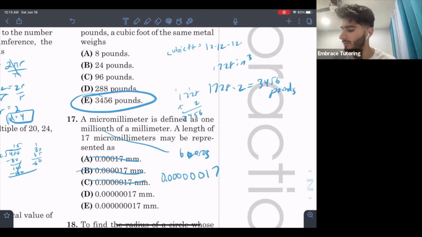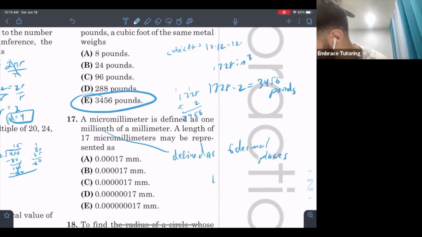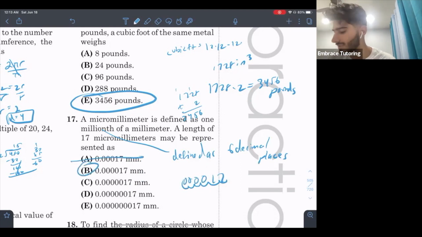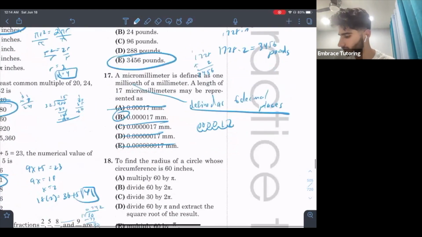No, wait, it's not. Sorry, so it's not defined by zeros. It's defined as 6 decimal places. Yeah, that's how it's supposed to be done. So you have 17, 1, 2, 3, 4, 5, 6. So 4 zeros. So it's choice B. That's always defined. So billions would be defined as 9 decimal places. That's how it's usually done, not the number of zeros.